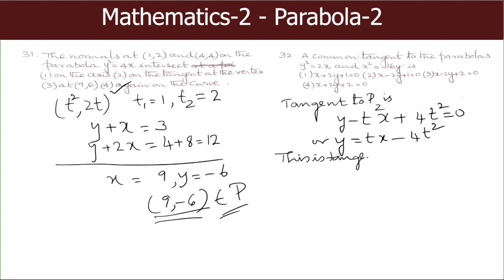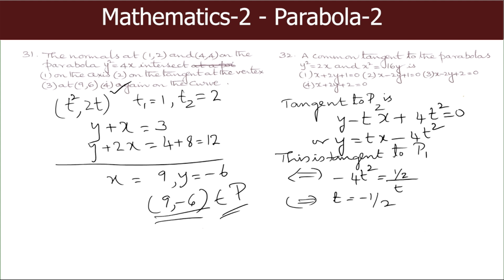Tangent to P1 if and only if c equal to a by m. Minus 4t square equal to c. A is here 2 by 4, 1 by 2, m means t. Or if and only if t cubed equal to minus 1 by 8, or t equal to minus half.